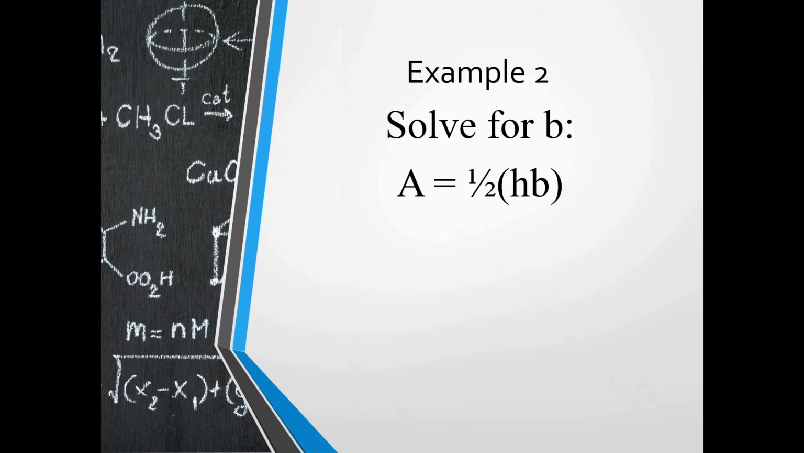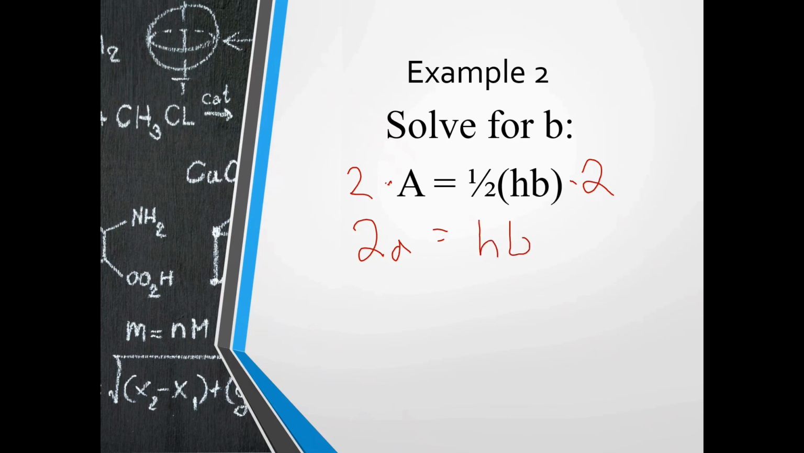To get rid of the coefficient of a half, what we're going to do is multiply both sides by 2. By multiplying both sides by 2, we're going to get rid of the coefficient. So 2 times a gives you 2a, equals a half times 2 gives you 1. So we're left over with hb.